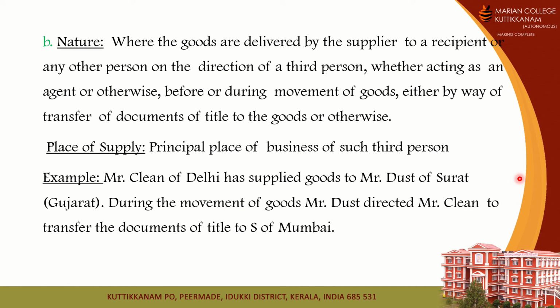So in this case, what will be the place of supply of goods? It will be the principal place of business of such third person. So here the third person is Mr. Dust. What is his principal place of business? That is Gujarat. Surat in Gujarat. So the place of supply of goods in this case will be Gujarat. Okay. So I hope you got an idea about this second situation also, where the supply is happening on the direction of a third person to a recipient. Okay.